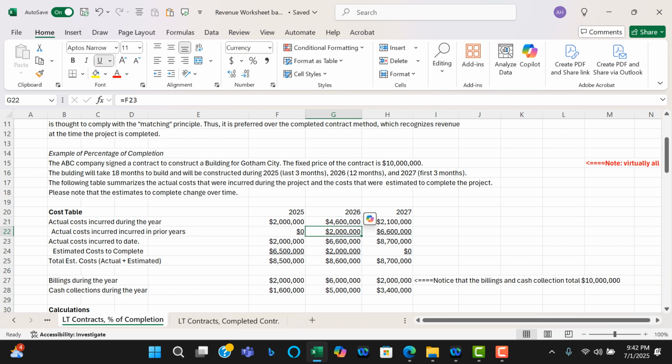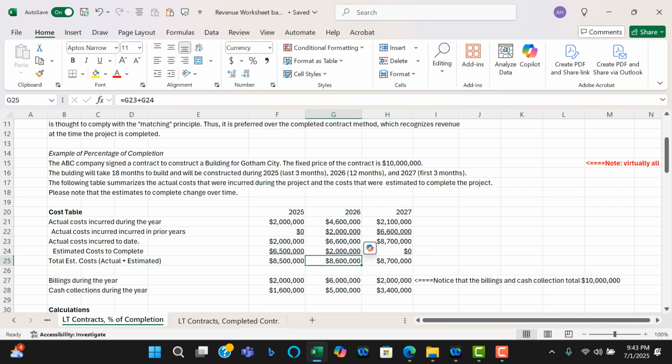By the end of this year, for 2026, they incur 4,600,000. They've already incurred 2 million. So they know they have incurred to date 6,600,000, and they're getting closer to the end of the project. And they think that to get to the end of the project, it'll take another 2 million. Now that's a guess, because the word estimate is used here: estimated cost to complete. Of course, they're just 3 months away from finishing the project. So they think the estimated cost of the project is going to be 8,600,000.